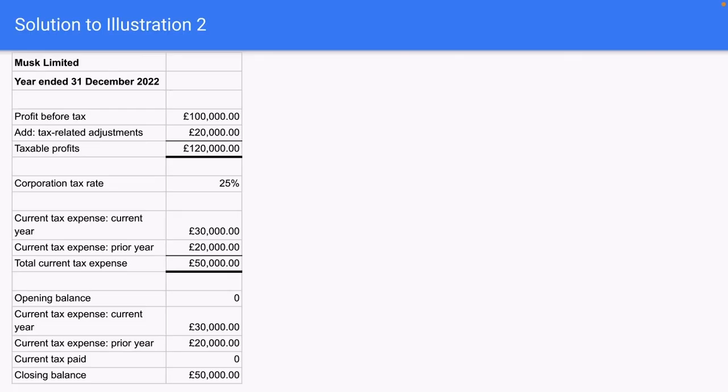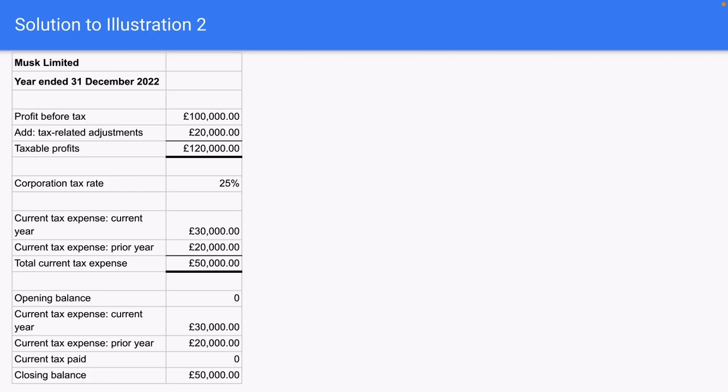So when we're looking at the solution, you will see that the first bit of the illustration is the same as what we did in illustration 1. PBT is 100,000, tax adjustment is 20,000, and you have a total taxable profit of 120,000. And once you calculate tax at 25%, you have a current tax expense related to the current year of £30,000. Remember that in the illustration, the HMRC has said there's an additional exposure of £20,000. The tax manager says this is reasonable and has agreed to it.